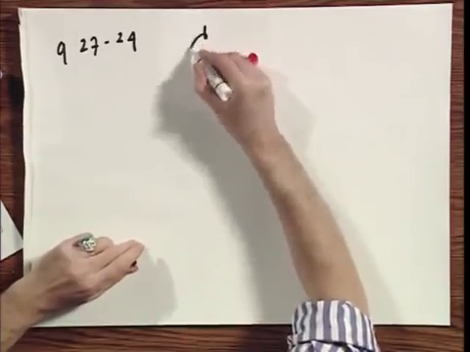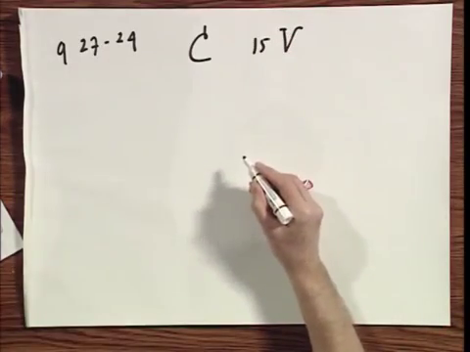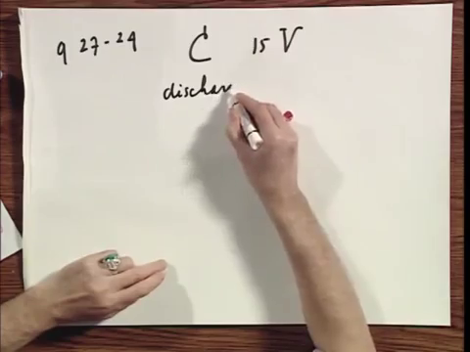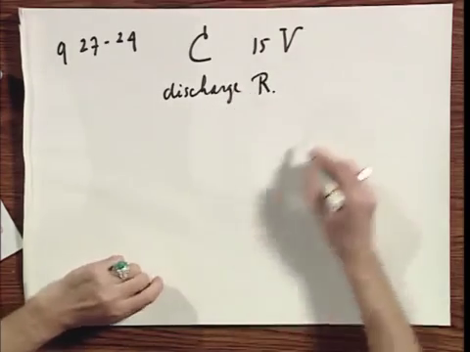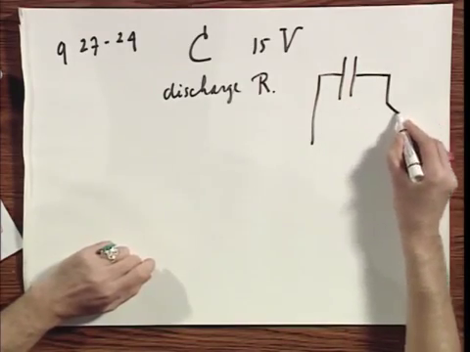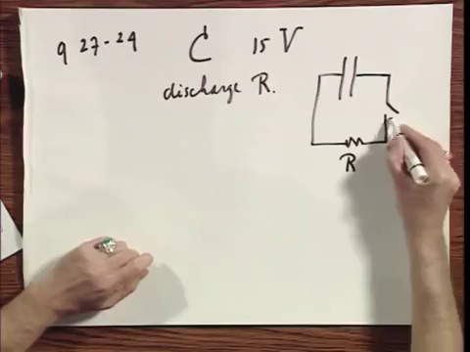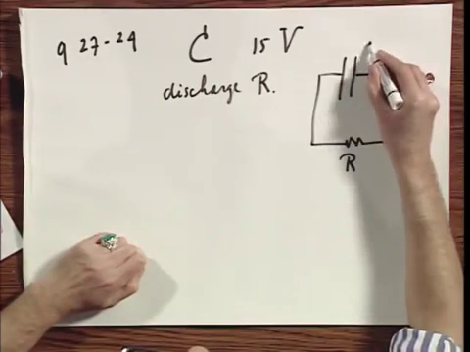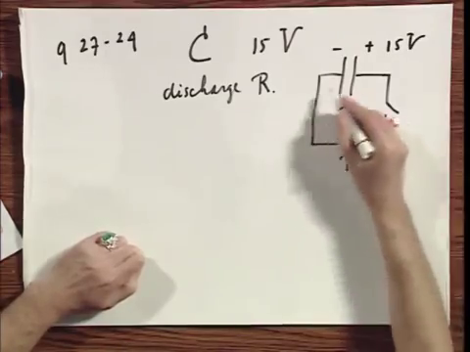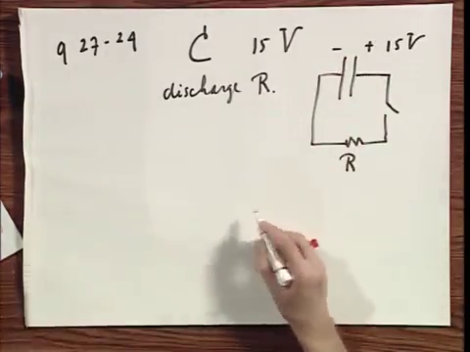We charge a capacitor C and we charge it to 15 volts. Then we discharge it through a resistor R. So here is that capacitor, it's fully charged, switch here, resistor here R. Throw the switch, at first there's plus 15 volts here. We throw the switch, current is going to flow until the capacitor is completely discharged.